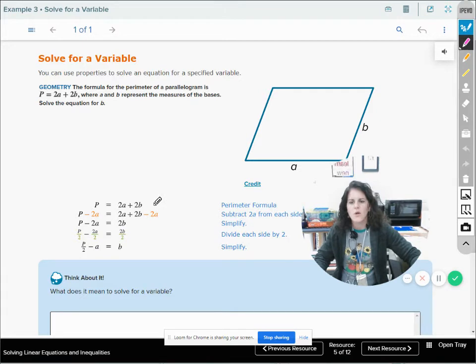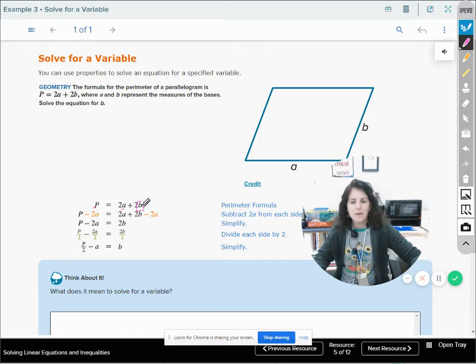But remember, this is no different than everything we've been doing before. The only difference is there's more letters in there, but we're still going to work it the exact same way as if this A were a number. Pretend it's a number. Pretend P is a number. It doesn't matter. We're still going to solve it the exact same way. But remember, the goal here is to isolate the B. We want this B all by itself.